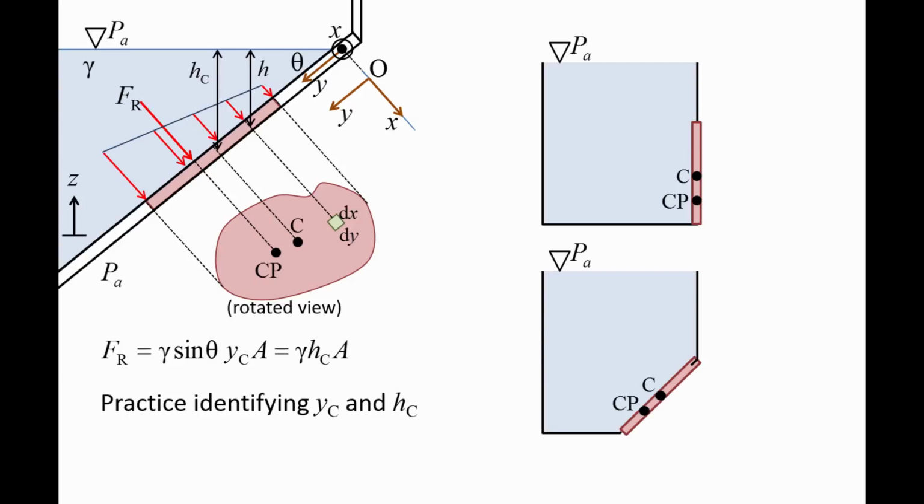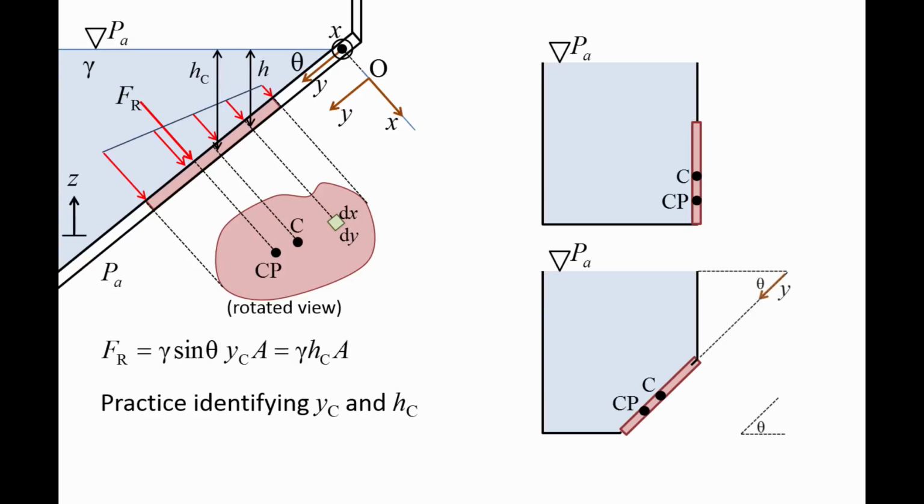We are free to use either yc or hc to find the resultant force, and it's important to understand the difference between the two quantities. hc is the vertical distance from the free surface to the centroid, and yc is the distance from the free surface to the centroid as measured along the orientation of the wall.